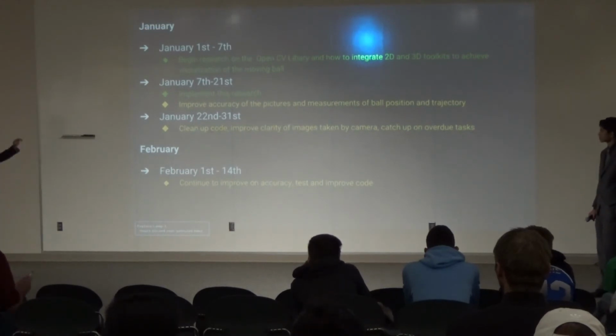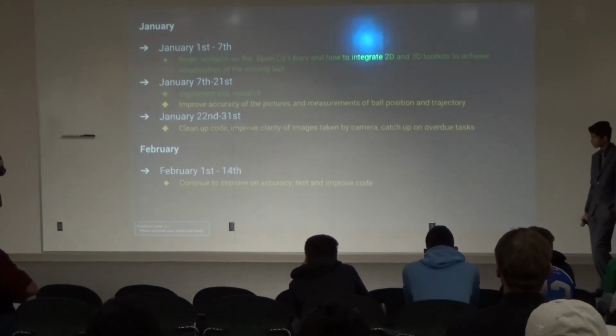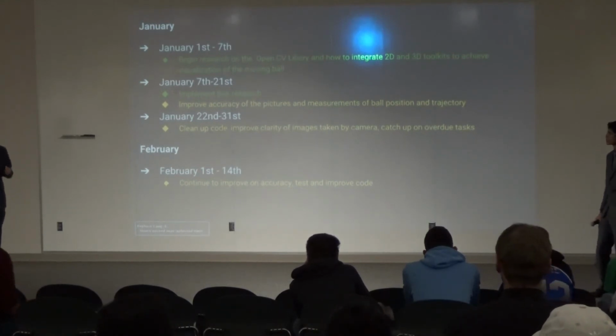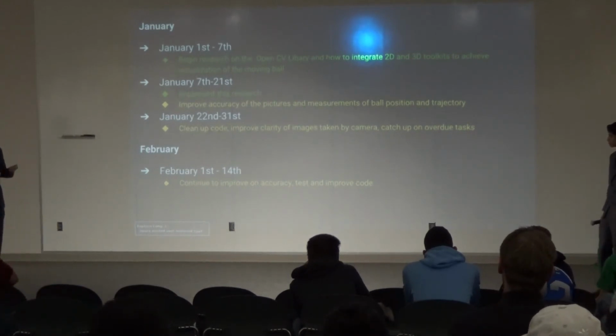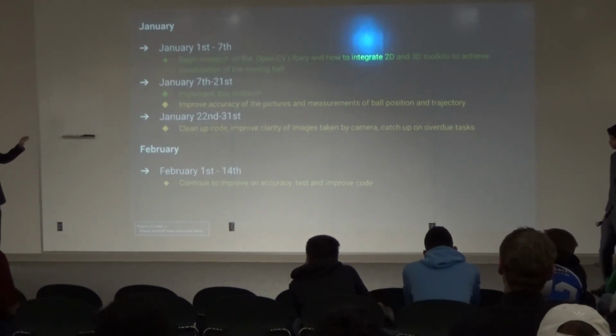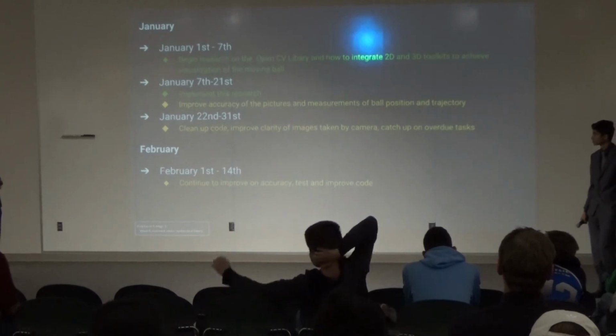So you can see that here, improving the accuracy of the pictures taken. I was still taking the pictures and they were outputting the black and white layer mask, but I still needed to improve the function itself rather than just improving the accuracy. So that's what was happening there. And from the end of January and the start of February was just improving on accuracy and testing code, which I also did.